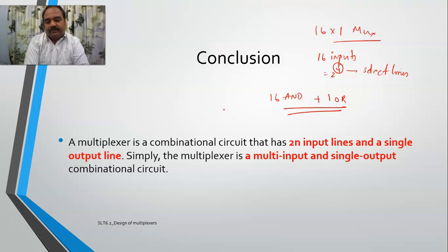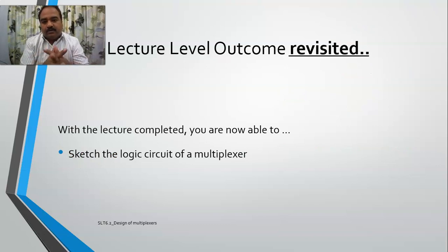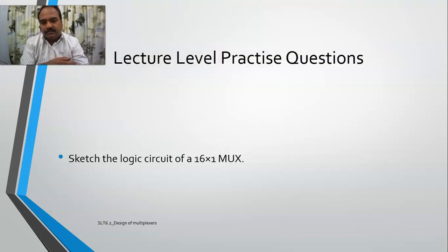Okay, so I hope that you have understood that a multiplexer is a combinational circuit which has multiple input lines and a single output line. Simply, it is called a multi-input single output combinational circuit. I will be asking these problems in the examination. I hope that you will be sketching the logic circuits of these higher order multiplexers also.